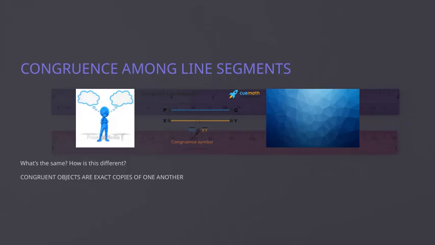Now, let's take a closer look at congruence among line segments. So, what does that really mean? Well, it's about understanding what's the same and what's different when we compare these segments. When we say two segments are congruent, we mean they are exactly the same in length. They're perfect copies of each other in size and shape. This is a key concept because it helps us identify when two objects or parts of objects are identical, even if they're in different positions or orientations.